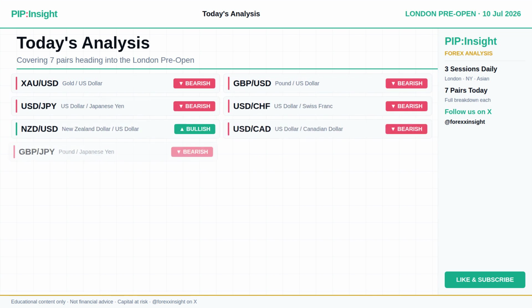Here is today's London pre-open chart analysis. Pairs showing bullish structure: Kiwi dollar. Pairs showing bearish structure: gold dollar, pound dollar, dollar yen, dollar Swiss, dollar Canada, pound yen. Full chart breakdown for each pair coming up now.